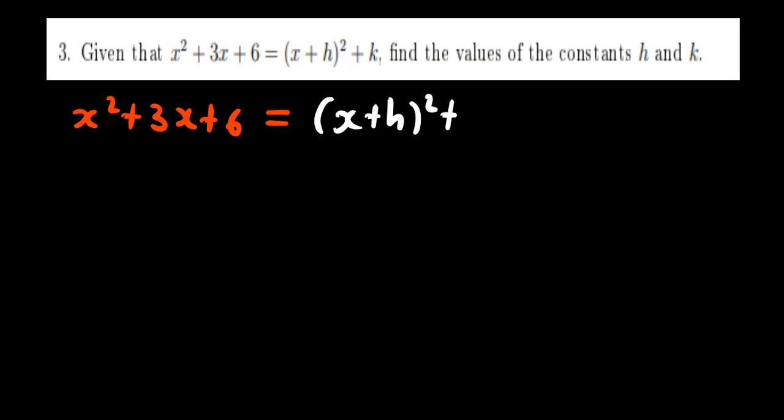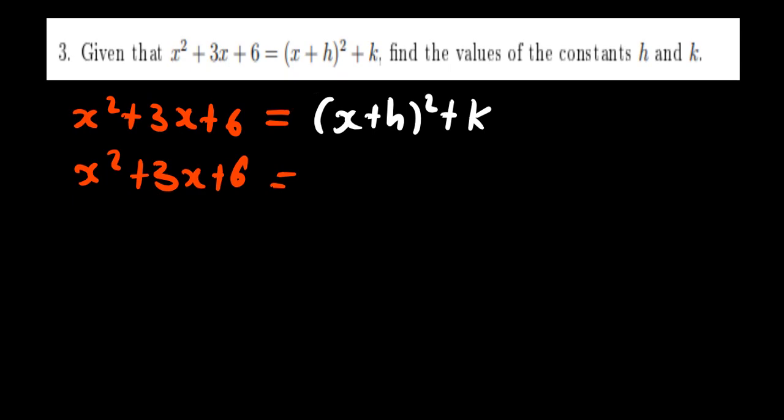We have x squared plus 3x plus 6. When you solve this, probably using completing the square, it will give you x plus h squared plus k. So now what are you going to do? It's just a matter of equating the two expressions. So let's expand this one to get back to where we were. We write x squared plus 3x plus 6 on one side, then expand the other.